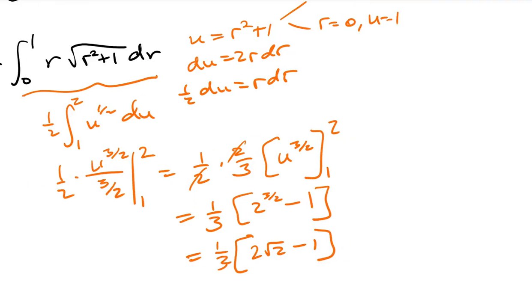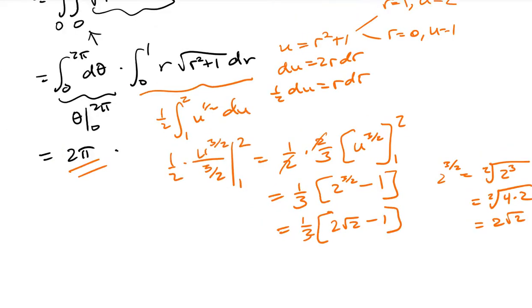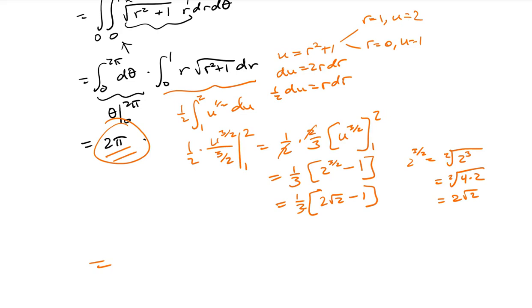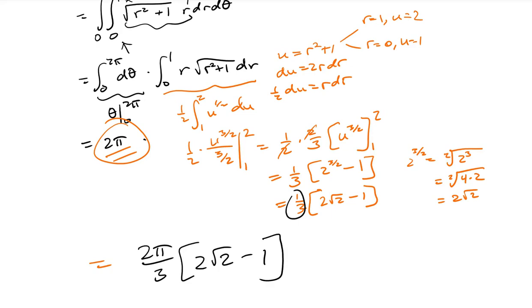Here we go, 2 to the 3/2. Remember, it's inside over outside. Outside is 2. Inside is 2 cubed. So that's the square root of 2 cubed, which is 4 times 2. The square root of 4 is 2, so it's 2 square root of 2. Then we multiply by that 2 pi, so we get 2 pi times this 1/3. So it's 2 pi over 3 times 2 root 2 minus 1. And that's the answer. So there we have it.